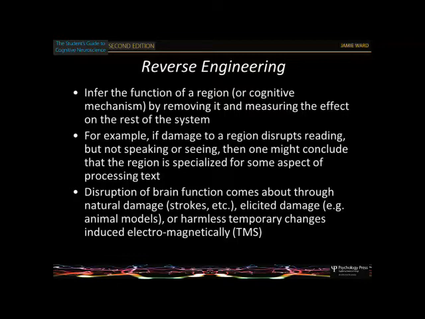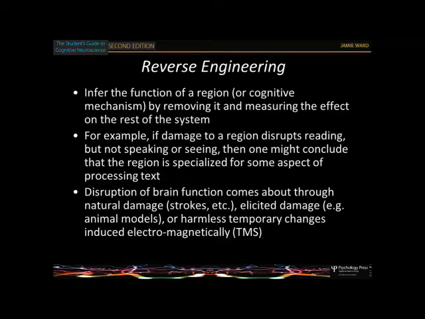One of the classic ways of doing that was to disrupt brain function through naturally occurring damage. You take a group of people, you damage their anterior temporal lobes and see which cognitive abilities they have lost. And this is called neuropsychology.